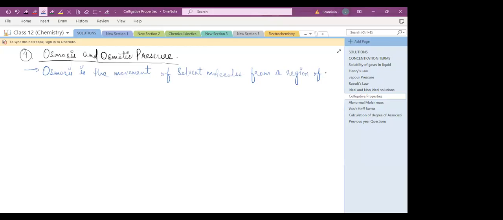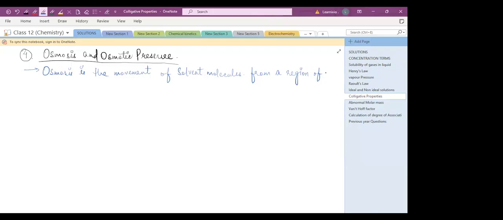Or you can also write osmosis is the movement of solvent molecules from a region of low solute concentration. If we are talking about the solute concentration, the osmosis will be from low solute concentration to high solute concentration. And if it is for solvent, osmosis is the movement of solvent molecules from a region of high solvent concentration to the region of low solvent concentration. Clear?